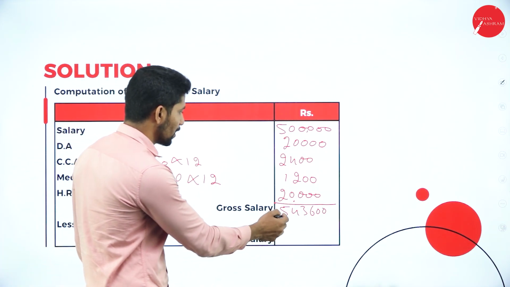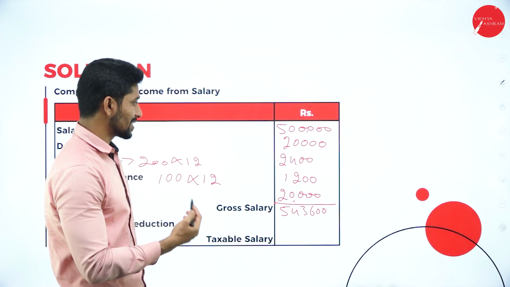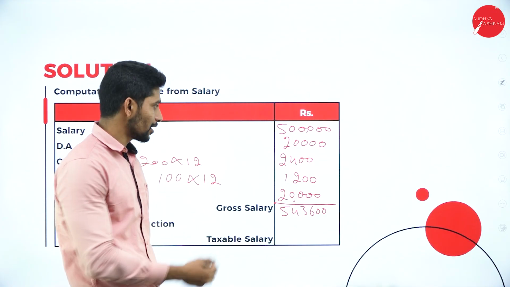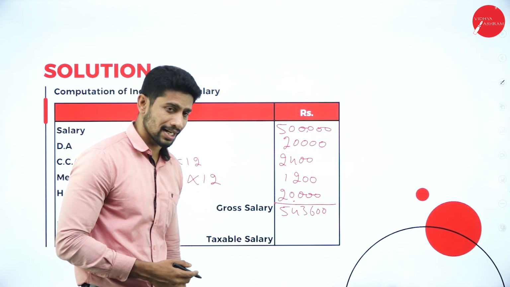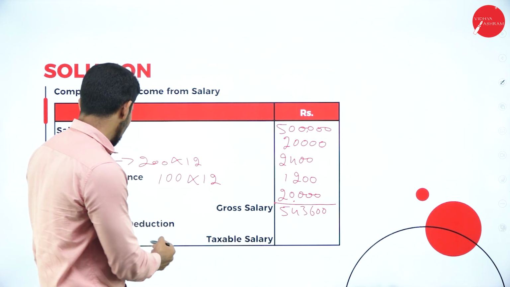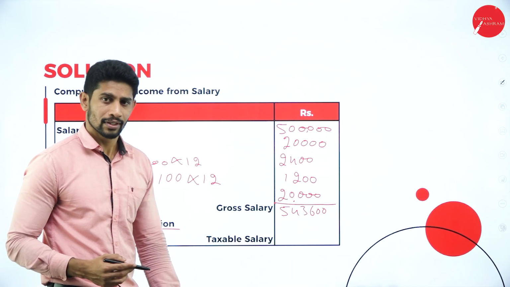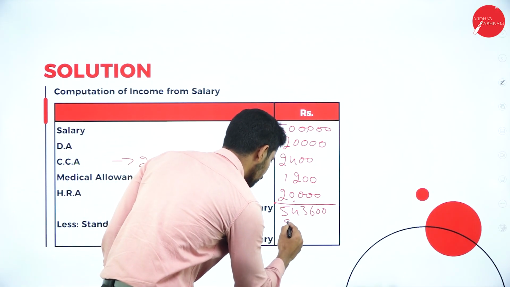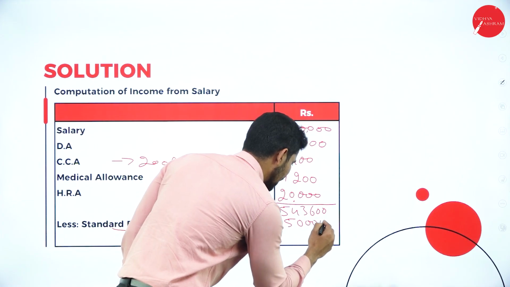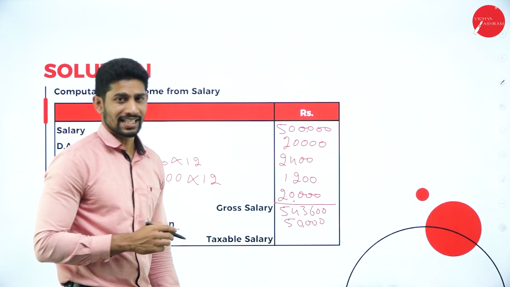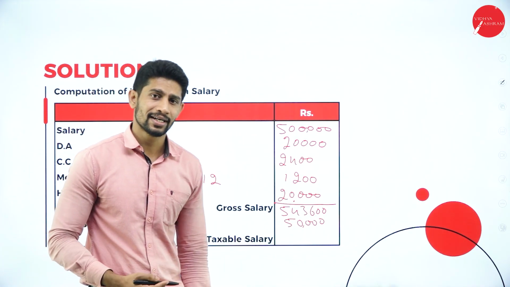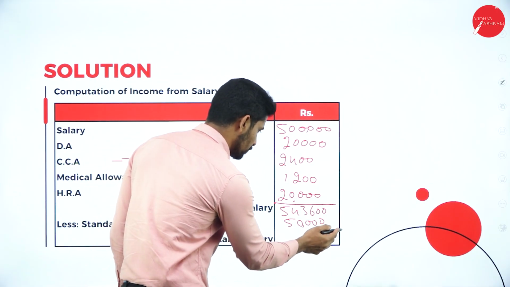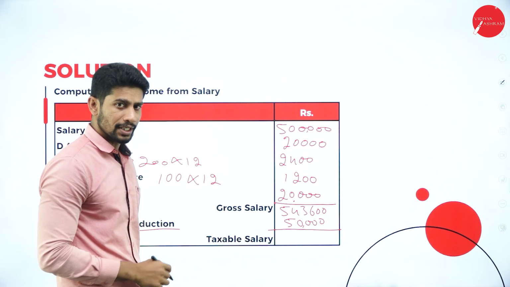This 5 lakh 43,600 is called what? Gross salary. From gross salary, less standard deduction. So always there is a standard deduction of rupees 50,000 under income from salary. So deduct this 50,000, and you will get the balance.